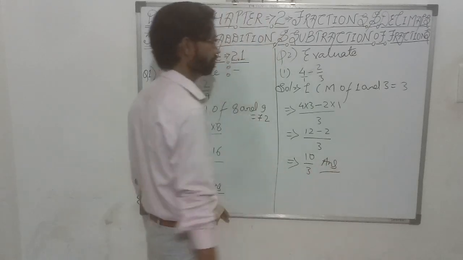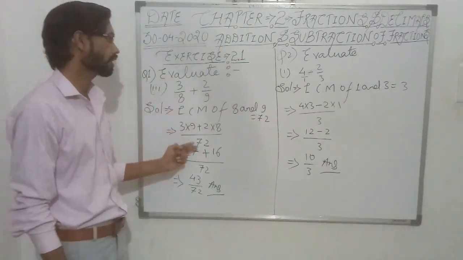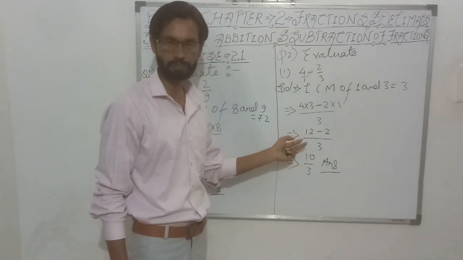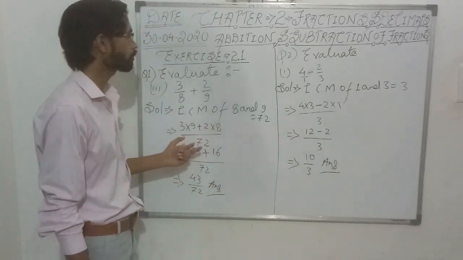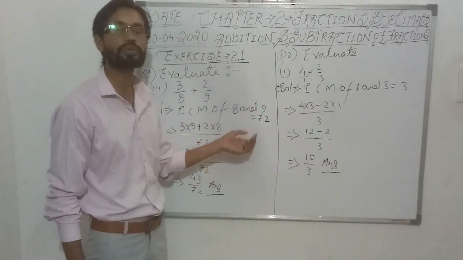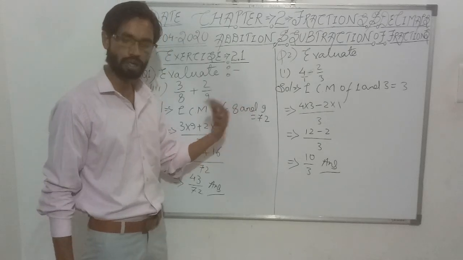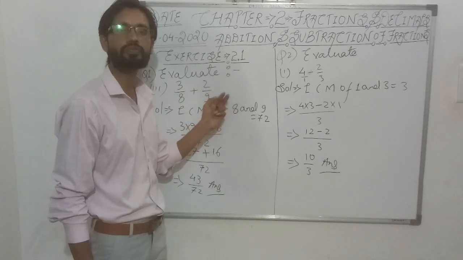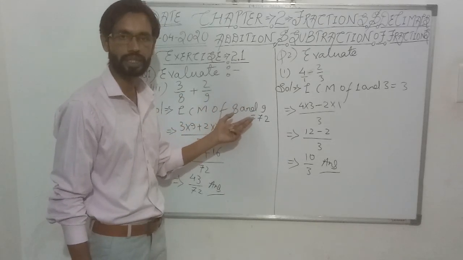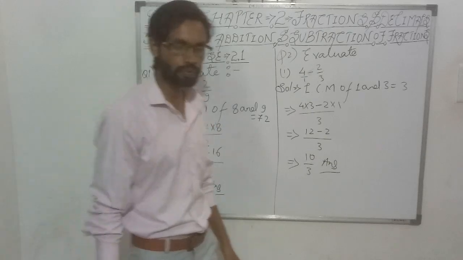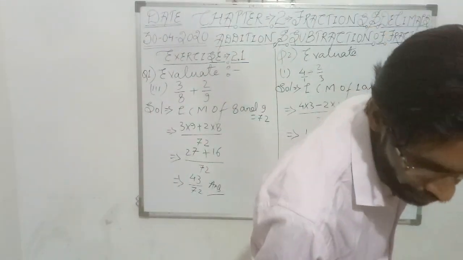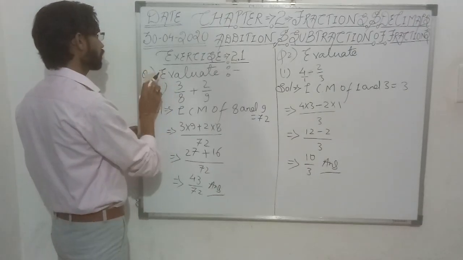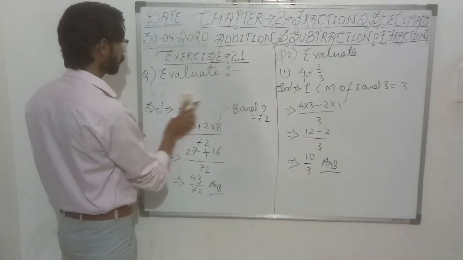This is our final answer. Okay, so one question we have done for addition, the second question for subtraction. This way we have to do the addition and subtraction of two fractions. In the same way, in the coming questions, we'll add or subtract 2 or 3 or 4 or 5 fractions all together. Moving on to the next question, again evaluate, which has 3 fractions. So let us see question number 3. Heading will be as it is, evaluate.